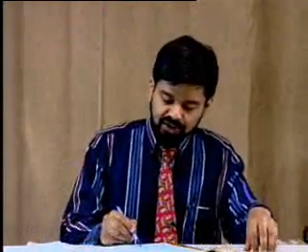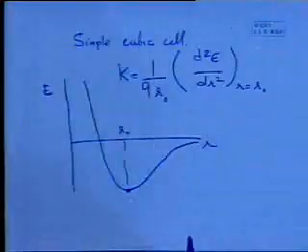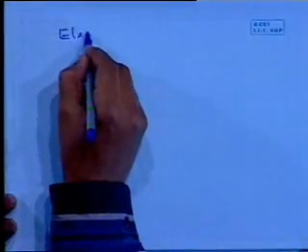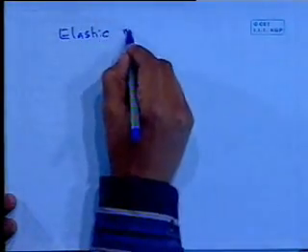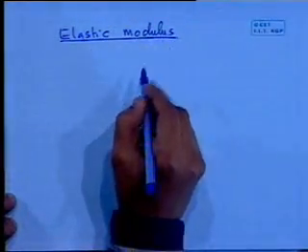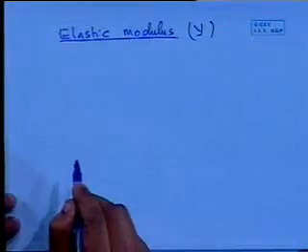So if the curvature is large, we have a higher modulus. If the curvature is small, it is a lower modulus. And one other property which is again related to this itself, the elastic modulus, or the Young's modulus, as it's sometimes referred to.